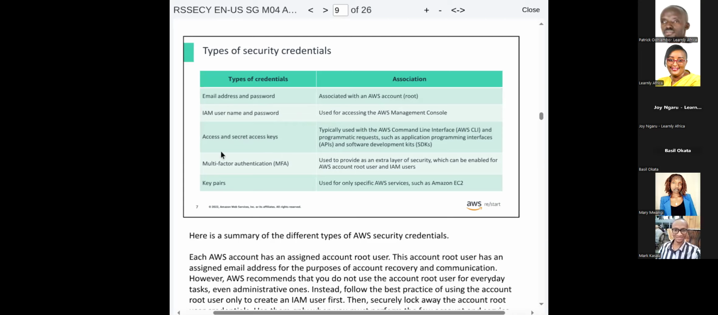And then we can have access and secret keys. These are associated with command line and programmatic requests for the SDKs. Access keys and secret keys are associated with accessing AWS using SDK and CLI. Then we have multi-factor.